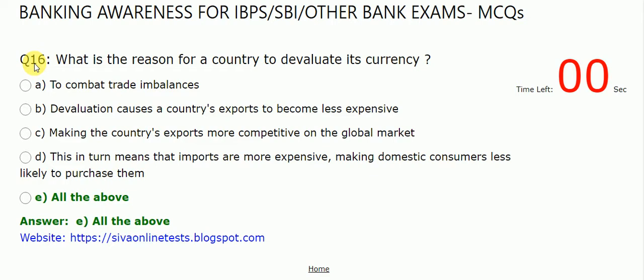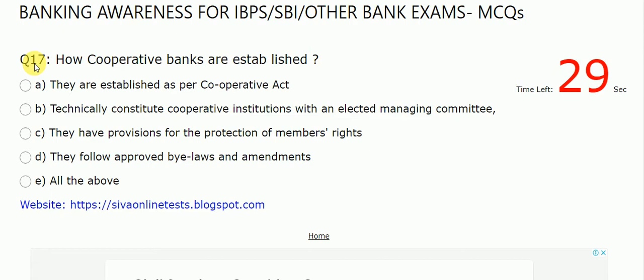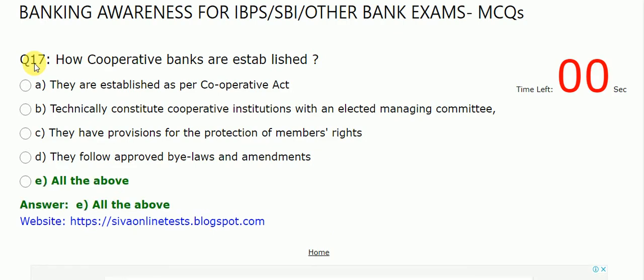Question 17. How are cooperative banks established? Options. A. They are established as per the Cooperative Act. B. Technically constitute cooperative institutions with an elected managing committee. C. They have provisions for the protection of members' rights. D. They follow approved bylaws and amendments. E. All the above. Answer. E. All the above.